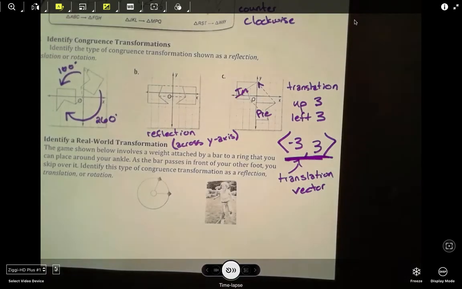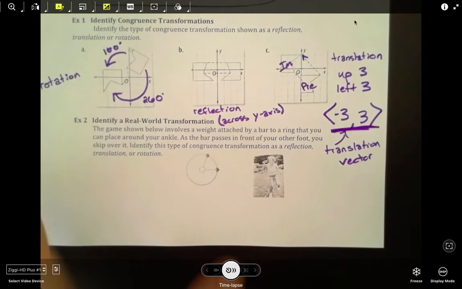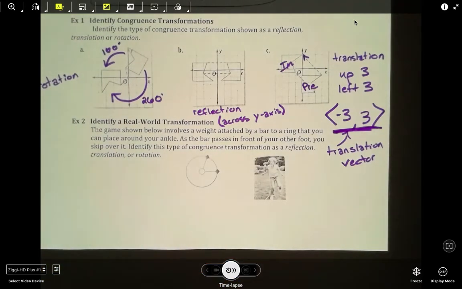All right, now this next story problem, it's not really a story problem, it's just like asking you something. Example 2. This is a skip it. Okay, have you guys ever played with the skip it before? Yes, okay. The game shown below involves a weight attached by a bar to a ring that you can place around your ankle. As the bar passes in front of you, you skip over it, right?